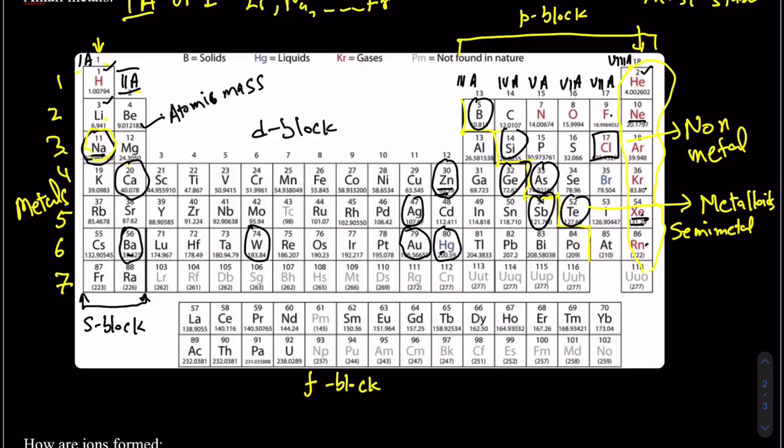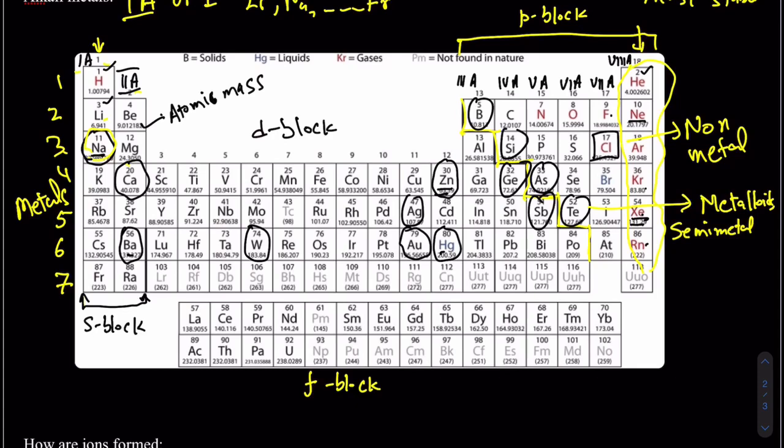The easier way of looking at it: whichever group number it's in, that's how many electrons it's going to lose. So barium being in group 2A, it will lose 2 electrons and it will fall back to the xenon. We don't really focus too much on the D block because they don't necessarily have a fixed charge or a fixed number of electrons they can lose.